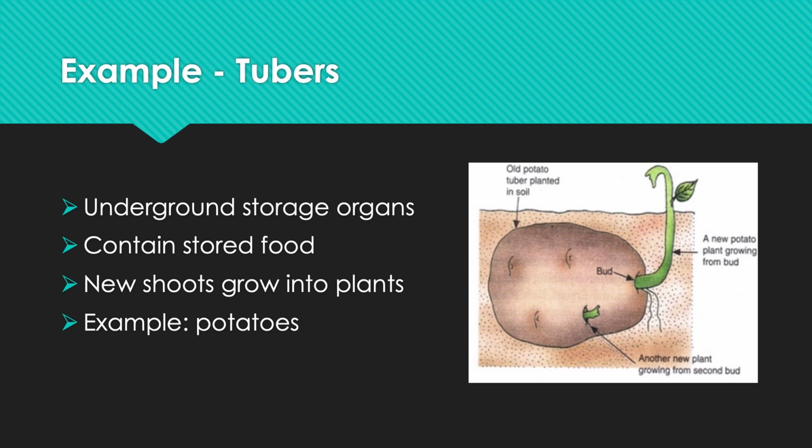Another example is tubers, such as potatoes. Tubers are underground storage organs that contain food such as starch. Each tuber contains buds or eyes. New shoots grow from these buds of the tuber and develop into a new plant.